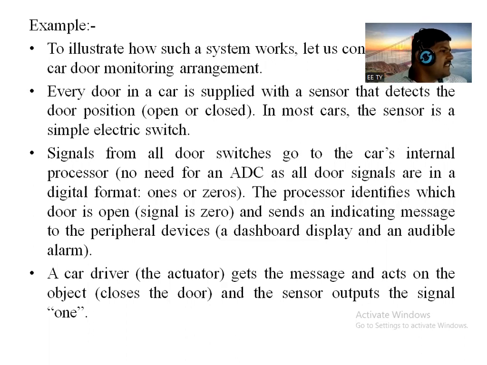What will that sensor detect? It will detect the position of the door, whether it is open or closed. So there are a number of sensors. Suppose there are 6 doors, we are using 6 sensors. Each and every door is supplied with a sensor. This sensor detects the position of that door, whether it is closed or open. So in that situation, the sensor acts like a one type of switch, whether it is open or closed.